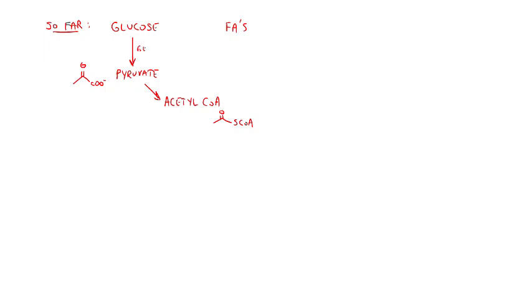This is the process of glycolysis, going from glucose to 2 pyruvate. Pyruvate to acetyl coenzyme A is the job of pyruvate dehydrogenase. And then last time we said that fatty acids get broken down directly into acetyl-CoA by the beta oxidation process.